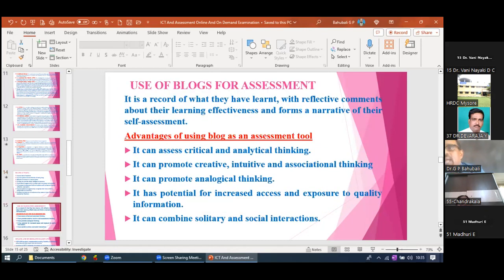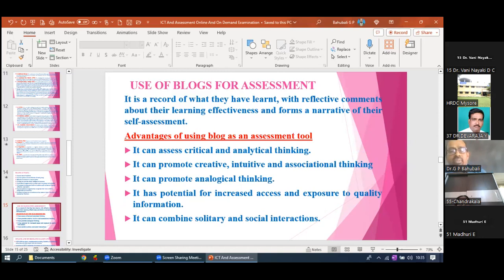Another one, which is most used in the system of education, is blogs. Blogs for assessment. What do blogs mean? A record of what they have learned. Recording what they have learned, with reflective thoughts about their learning and its effectiveness, in the form of a narrative of self-assessment. Narrative of self-assessment.